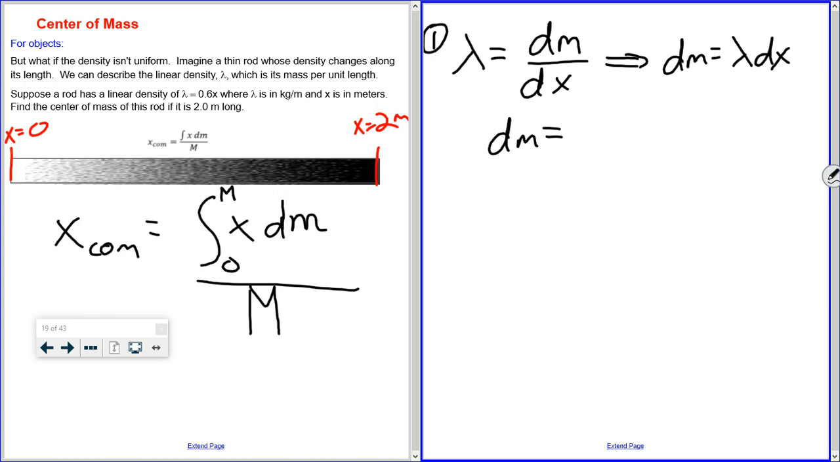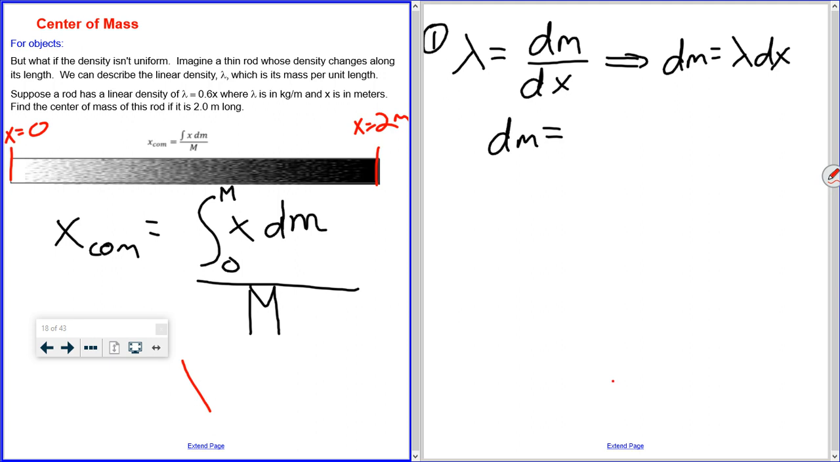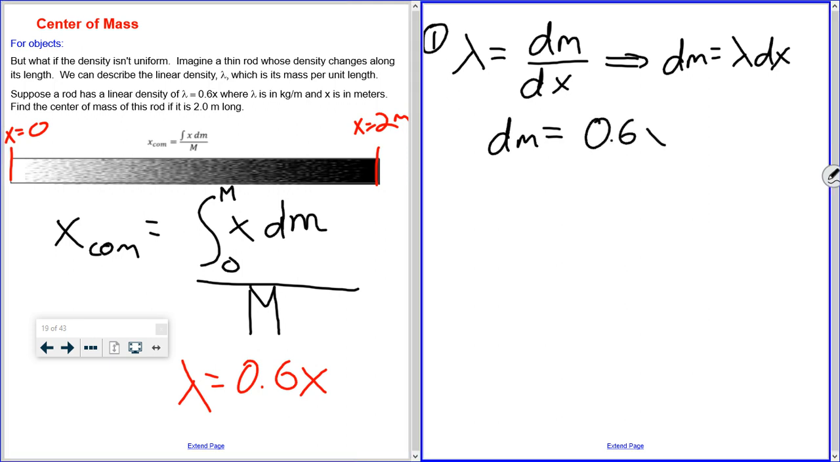Okay, but remember, for this specific problem, lambda is 0.6x. Okay, so lambda dx becomes 0.6x dx. Okay, so that's what dm is. That's our first step. I guess I should have given that a credit. Find dm. All right, so that's step number 1. Step number 2.